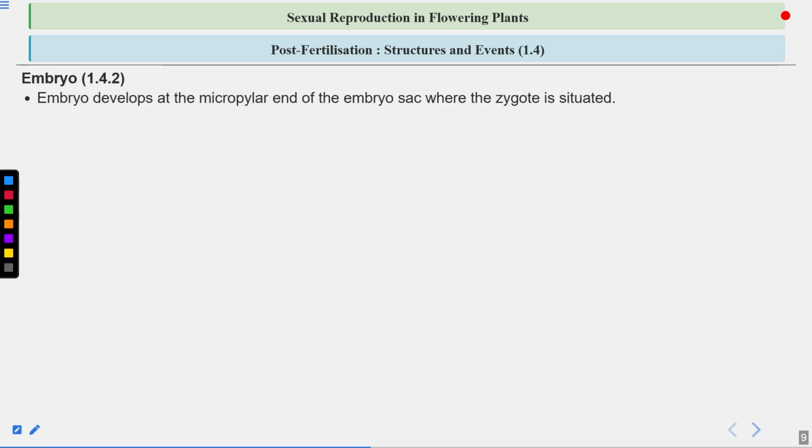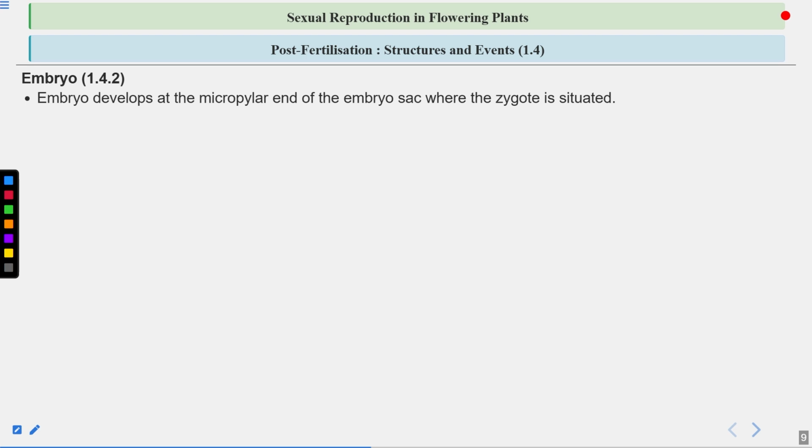Now we will talk about the embryo, because we have discussed persistent endosperm, meaning some part is left behind. We will come to that point. Embryo develops at the micropylar end of the embryo sac, where the zygote is situated. So which cell is involved in the formation of the embryo? The question arises here. It is the zygote. From where has the zygote been formed?